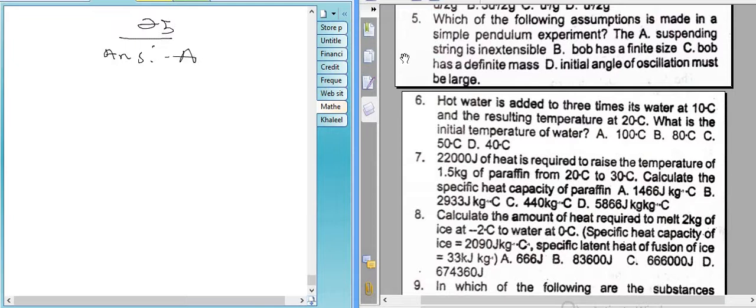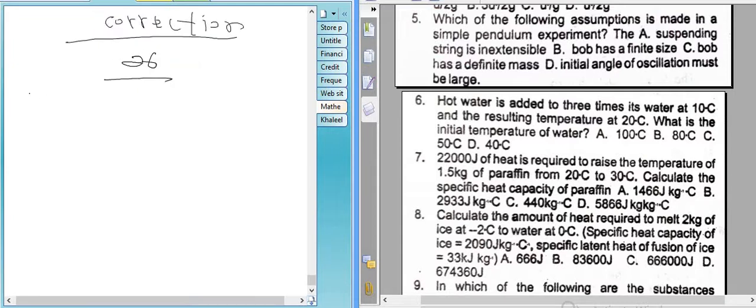Then question 6. Hot water is added to 3 times its mass of water at 10 degrees C and the resulting temperature is 20 degrees C. What is the initial temperature of the hot water? So question 6. We know that the quantity of heat lost by hot water is equal to the quantity of heat gained by cold water. This is from the law of thermodynamics.